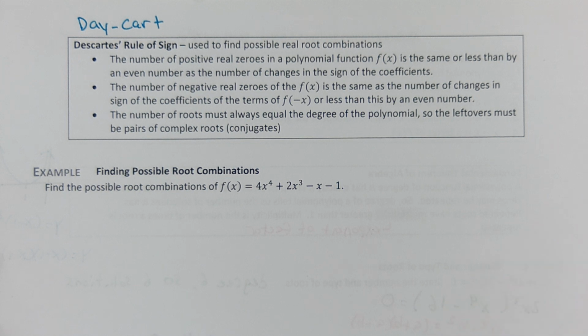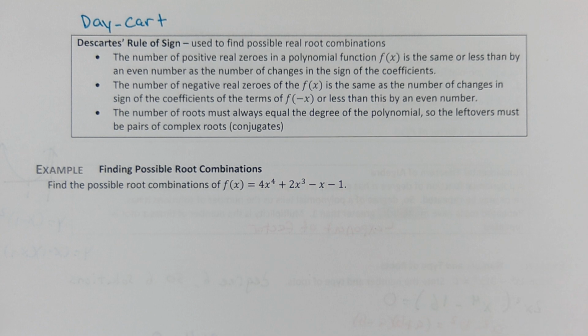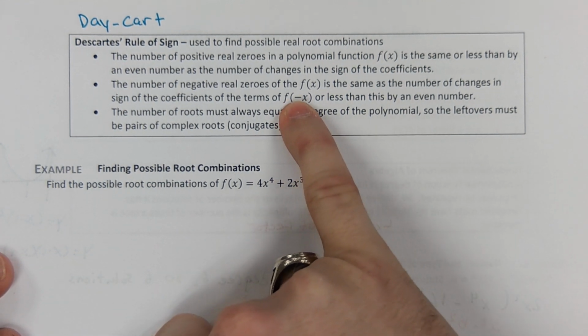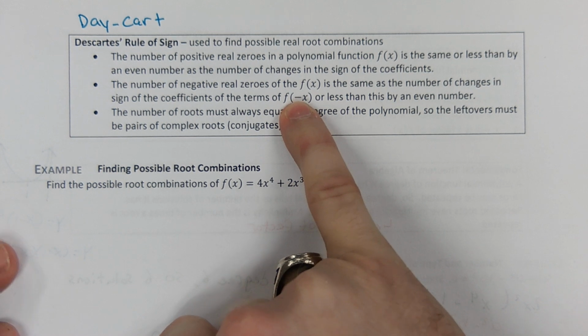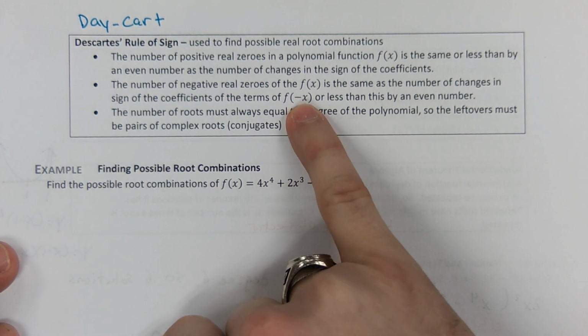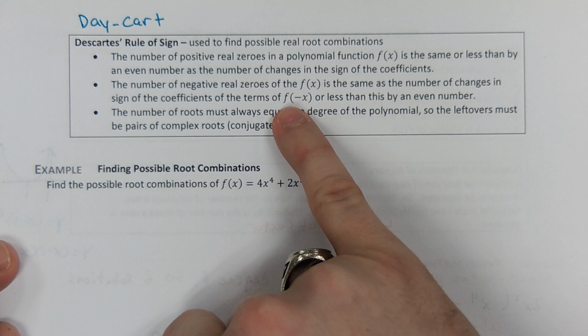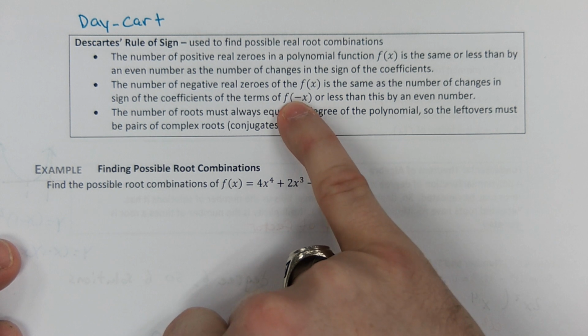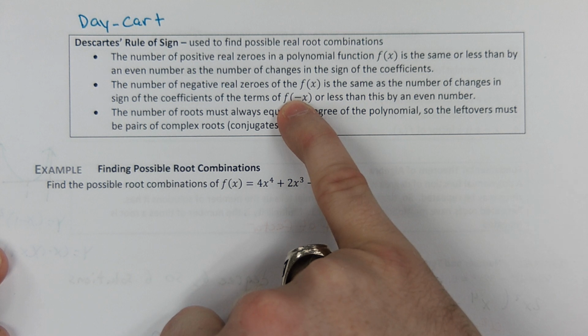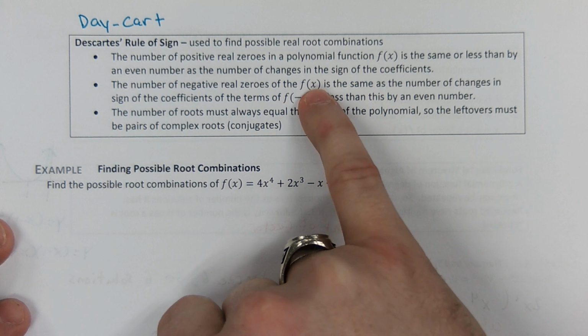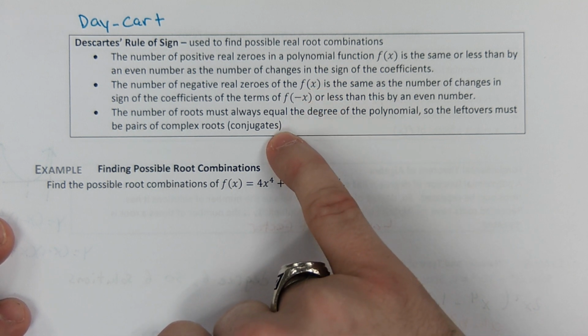Okay? The next step is, and this is the one you're really not going to like, now you have to plug in negative x and get the new function. Count the sign switches again. This one would tell you the number of possible negative real solutions. And by the way, there will always be the degree of the polynomial number of solutions. So you have to make sure that the number of solutions always adds up to the degree of the polynomial. So if the positives and the negatives didn't get you enough, that means the rest of them were complex.